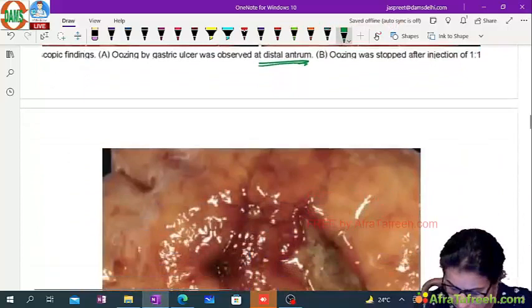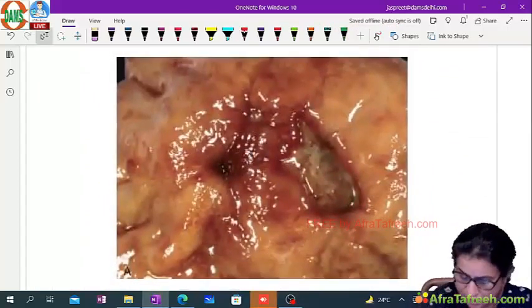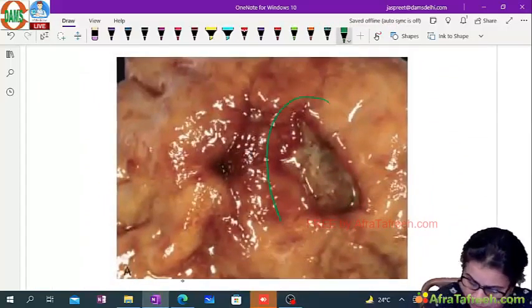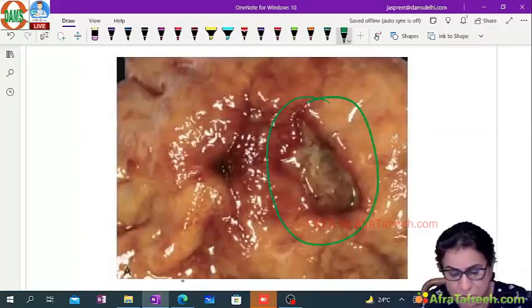So this is a gastric ulcer. This is another picture of a gastric ulcer. So this is the area of the ulceration. This is another picture of an ulcer.